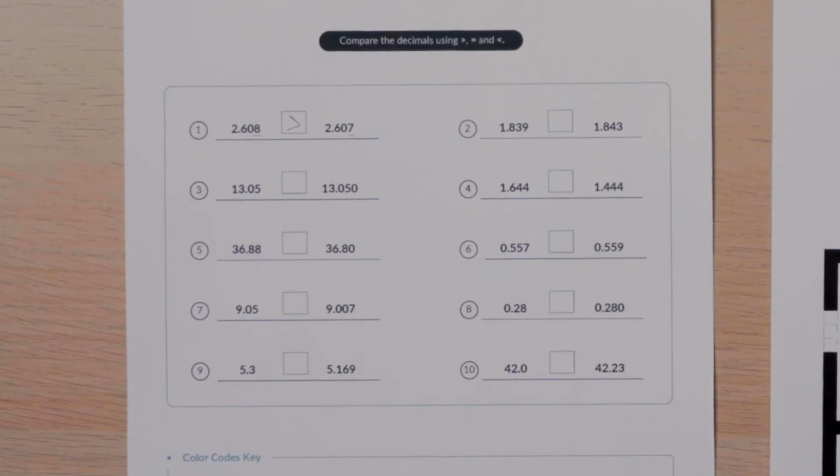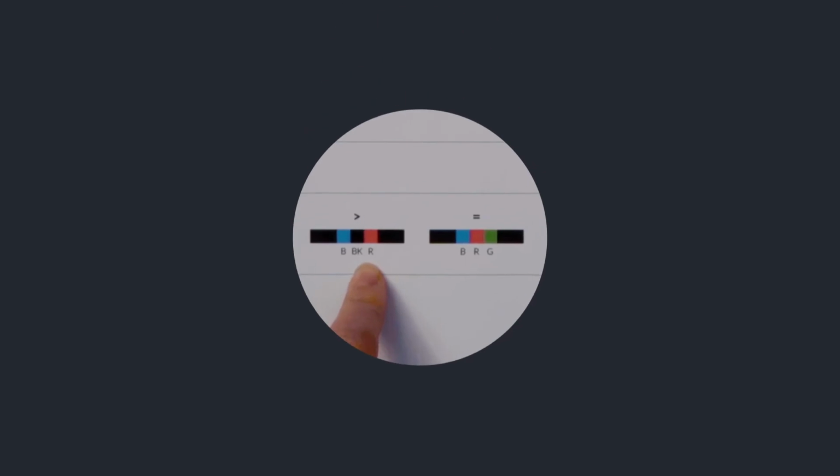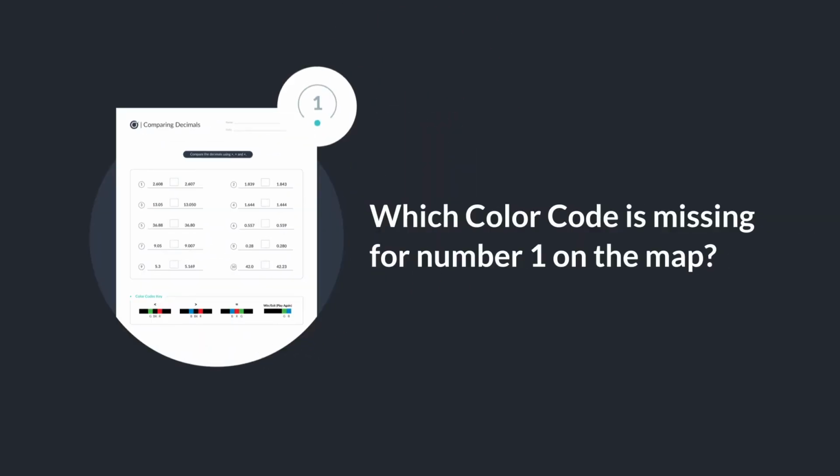Let's look back at the symbol written to compare the numbers 2 and 608 thousandths and 2 and 607 thousandths. The greater than symbol was written. Which color code is missing for number 1 on the map?